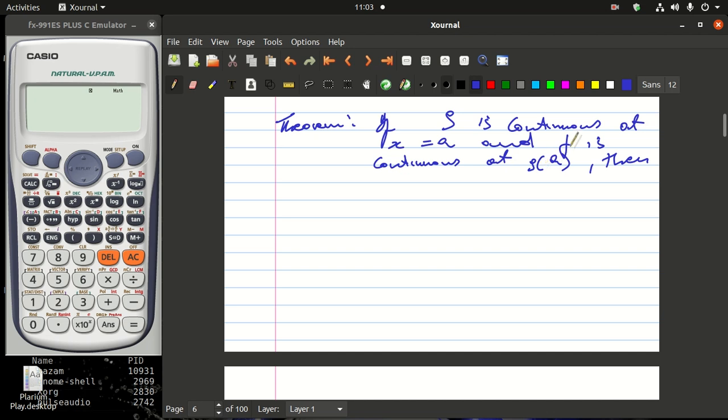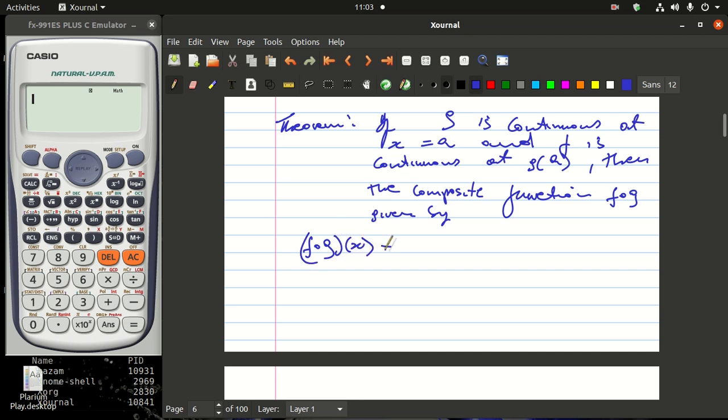then the composite function. So if I look at the composite function f of g of x, given by the composite of f and g of x, which is just equal to f of g of x, is also continuous at x is equal to a.